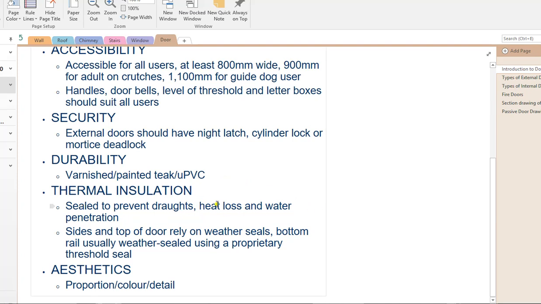Now thermal properties, really important that a door keeps in the heat and stops the cold from coming in. Aesthetics, colour, and detailing of the door is important as well.